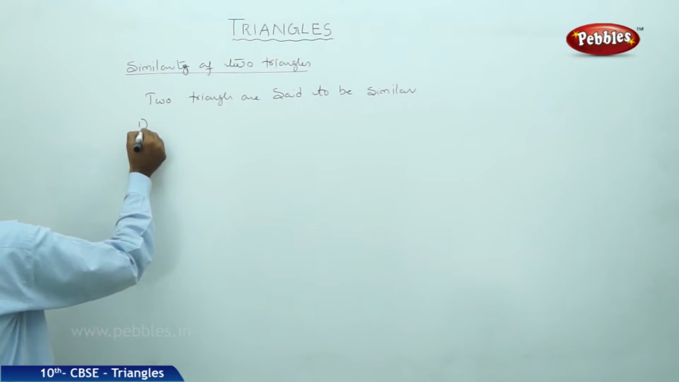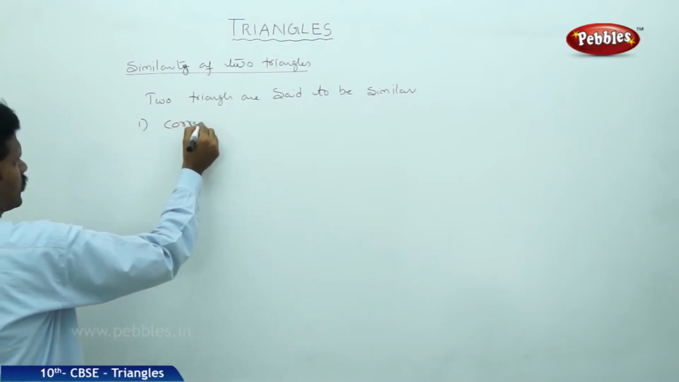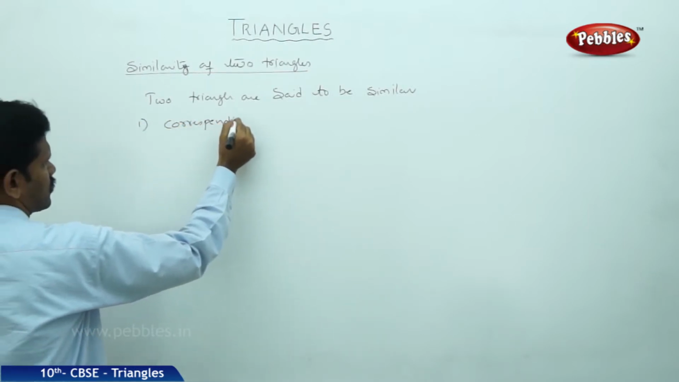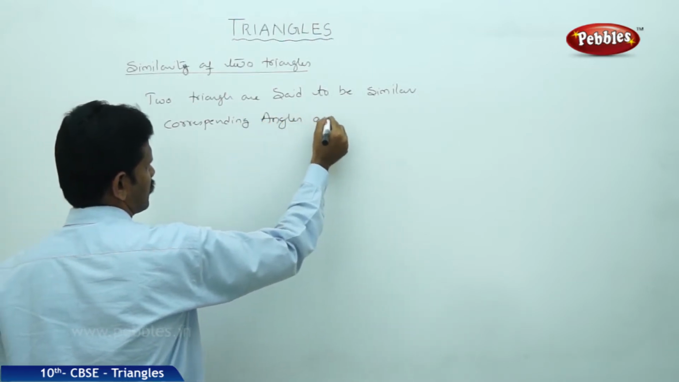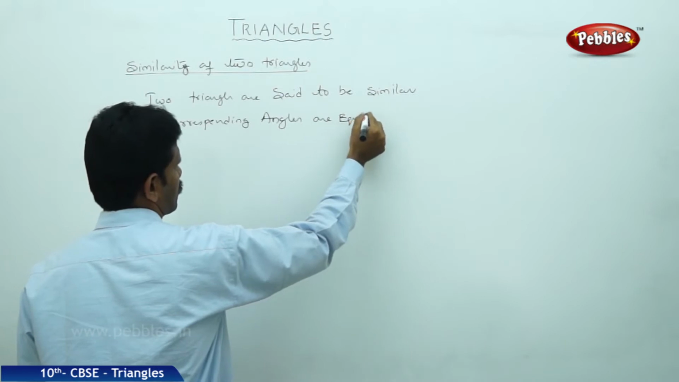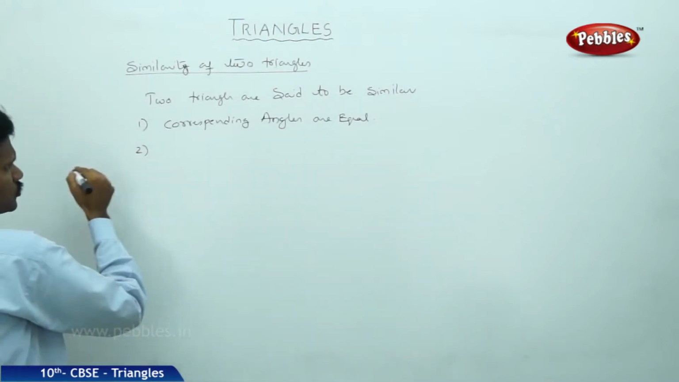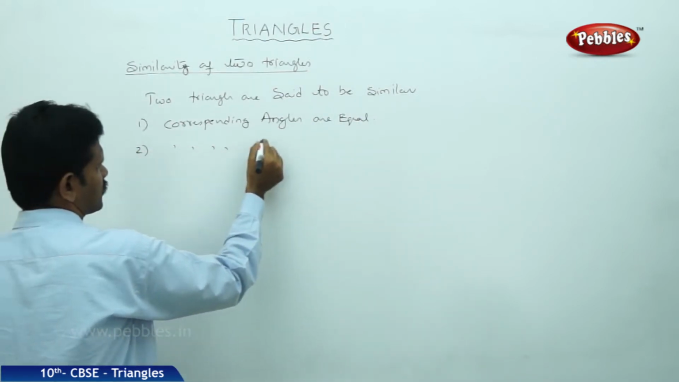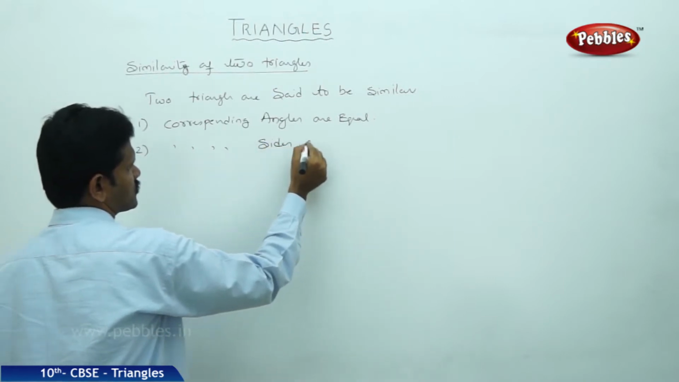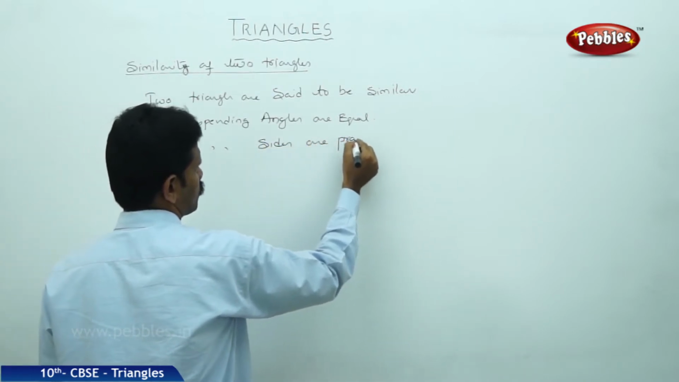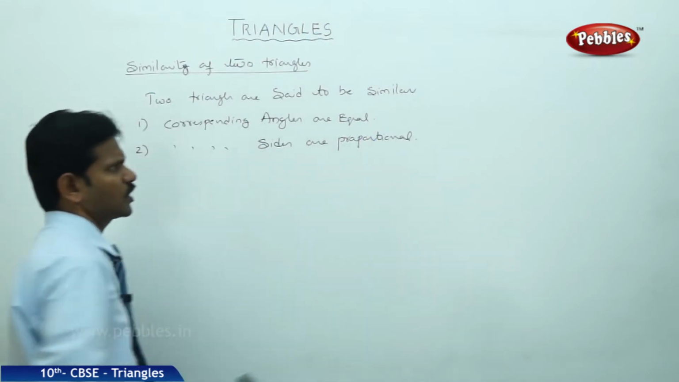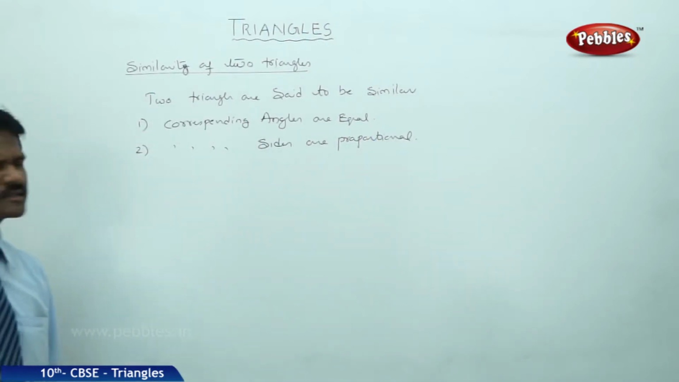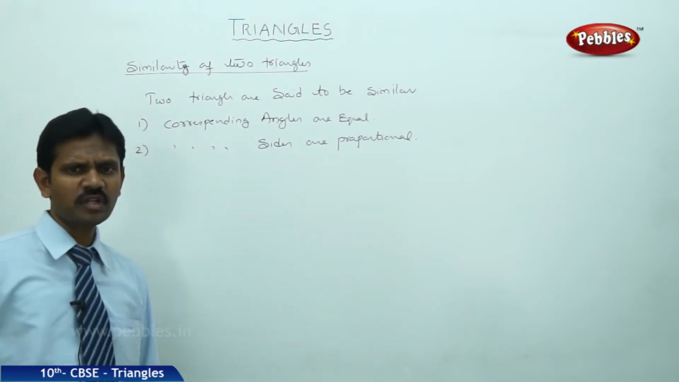Condition number 1, corresponding angles are equal. And condition number 2, corresponding sides are proportional. What is meant by corresponding angles are equal and what is meant by corresponding sides are proportional? Let us see.